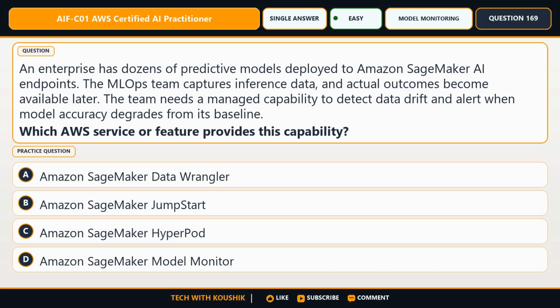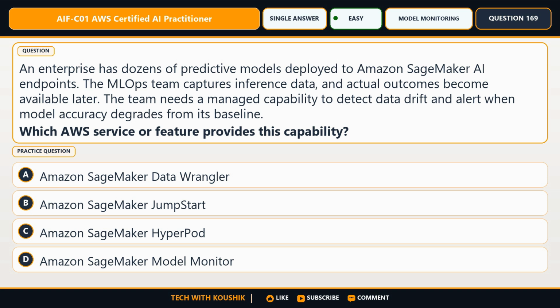Question number 169. Find the decisive clue before choosing. Look for the wording that eliminates the distractors. An enterprise has dozens of predictive models deployed to Amazon SageMaker AI endpoints. The MLOps team captures inference data, and actual outcomes become available later. The team needs a managed capability to detect data drift and alert when model accuracy degrades from its baseline. Which AWS service or feature provides this capability?